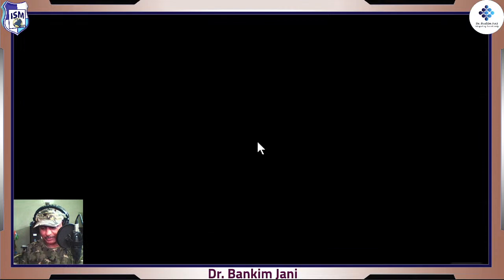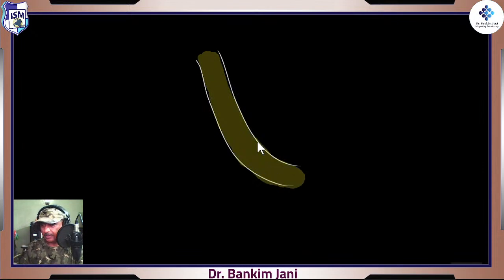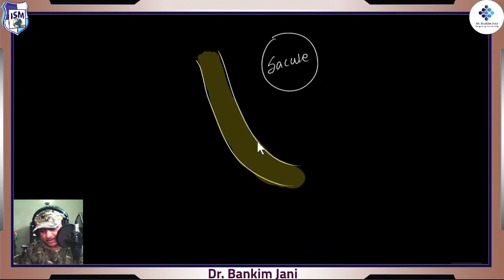Let's add something to this. See, this is the cochlear duct. Now your orientation is quite good. So this is the cochlear duct, and that was the saccule. In between, there is a canal.